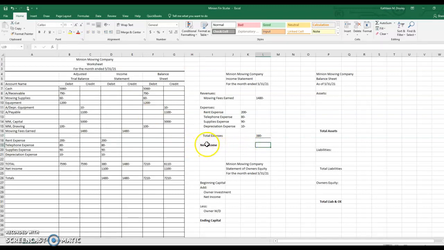And we go down to where net income is. You have to know that it's revenues minus expenses. Okay, not revenues plus expenses. Revenues minus expenses. What is left over? Okay, if it's a positive number, it's net income. If it's a negative number, it's a net loss. In this case, 1480 is more than 380, and so we do have a positive number, 1100, and that is net income.